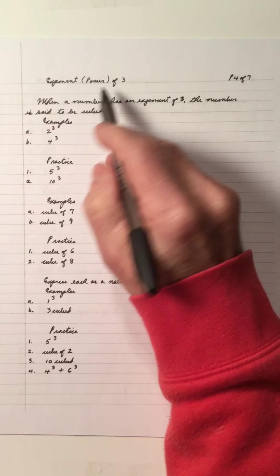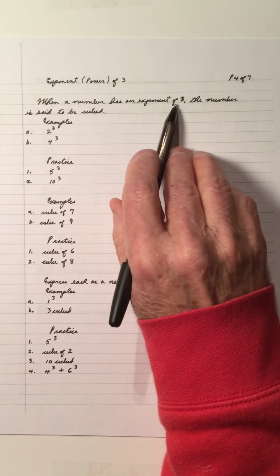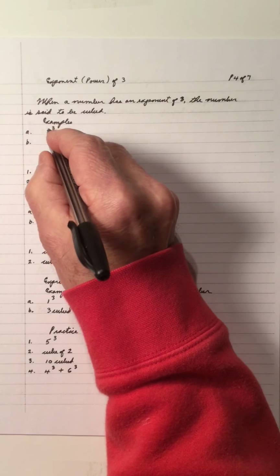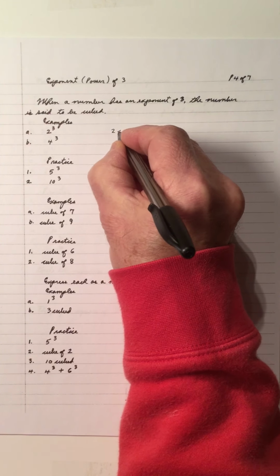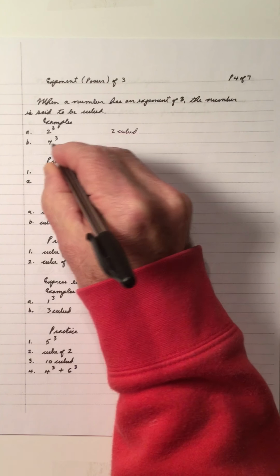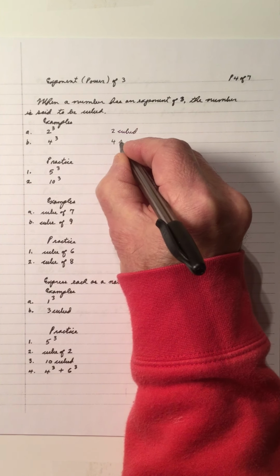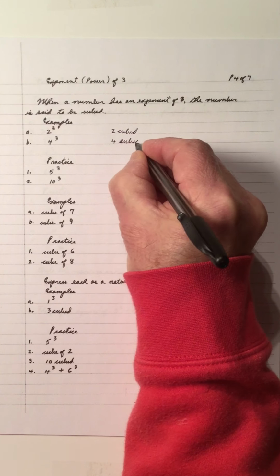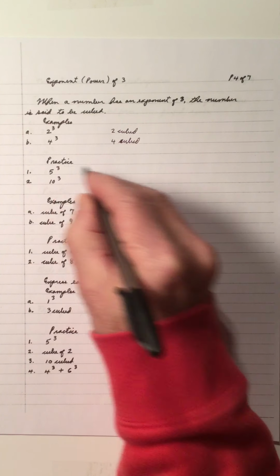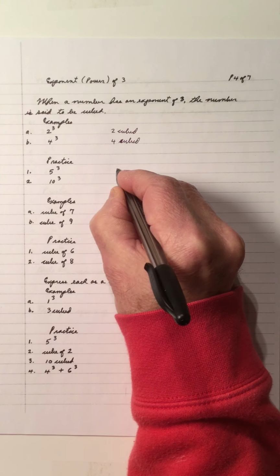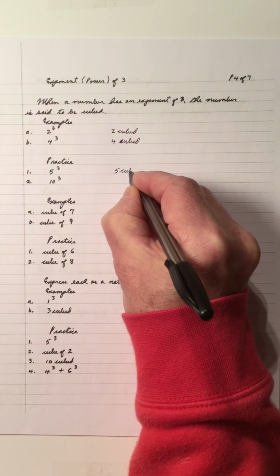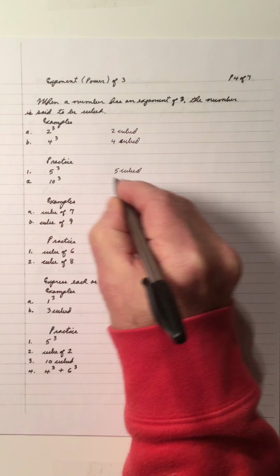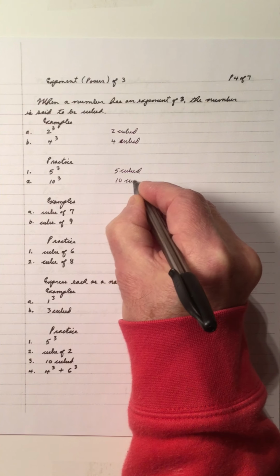Exponent power of 3. When a number has an exponent of 3, the number is said to be cubed. So 2 to the 3 is 2 cubed. 4 to the 3 is 4 cubed. Practice. 5 to the 3 is 5 cubed. 10 to the 3 is 10 cubed.